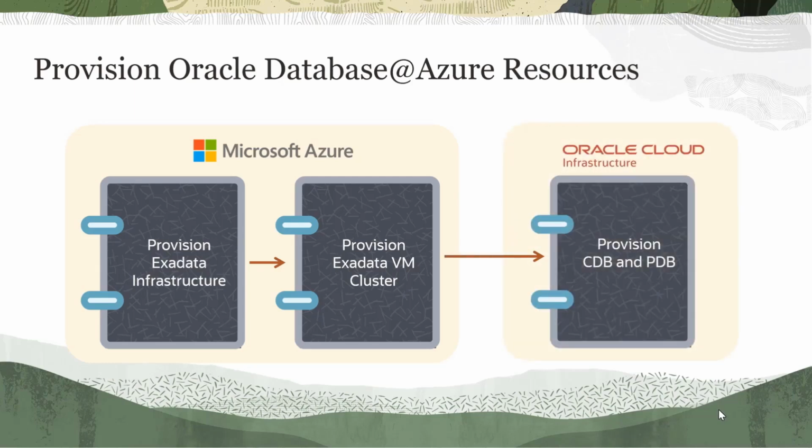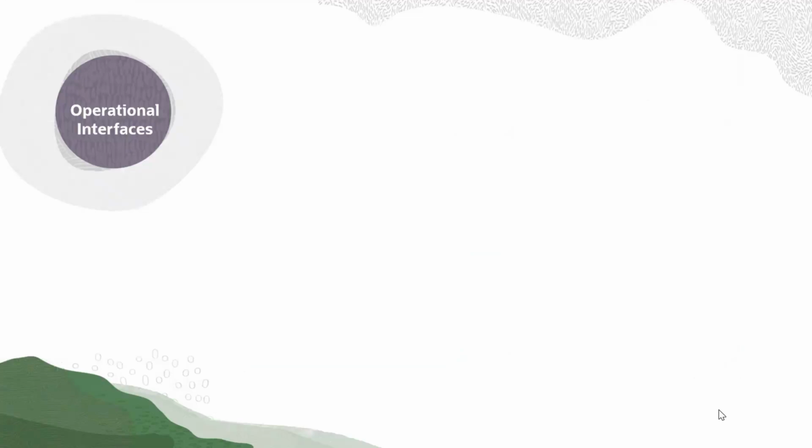Next, you use this cluster environment to provision container and pluggable databases in Oracle Cloud Infrastructure. Operations within the services have to be performed either in the Azure portal or in the OCI portal. Let's understand which activities are performed in each of these interfaces.